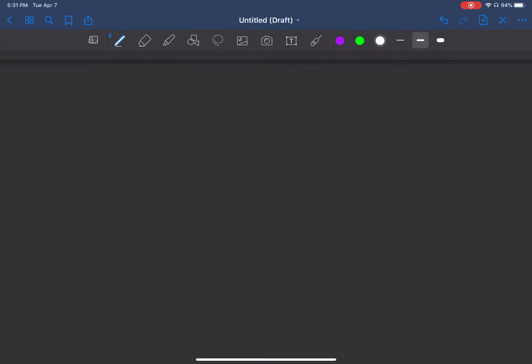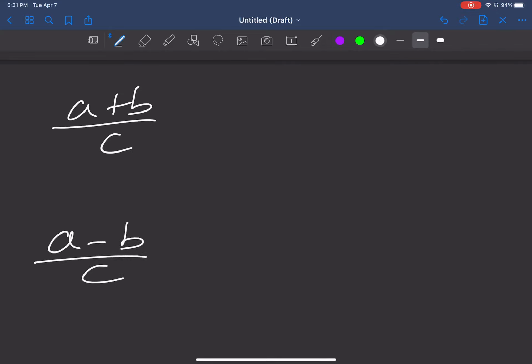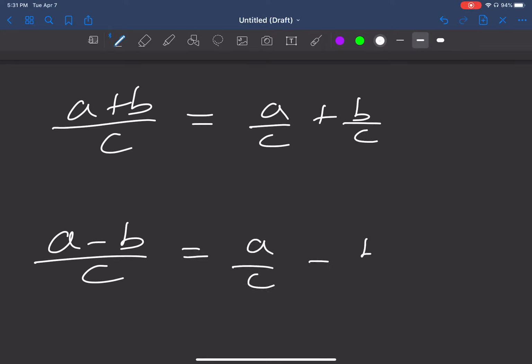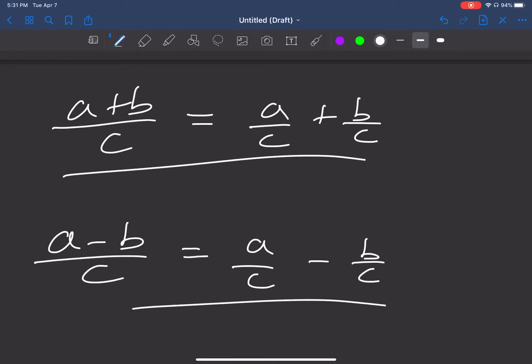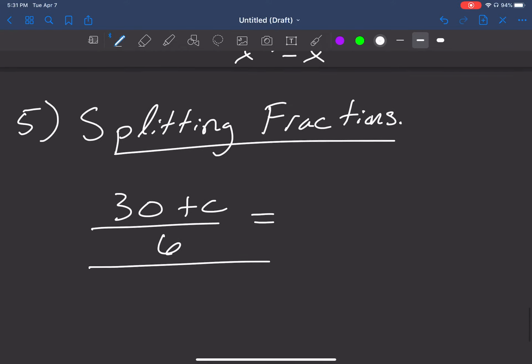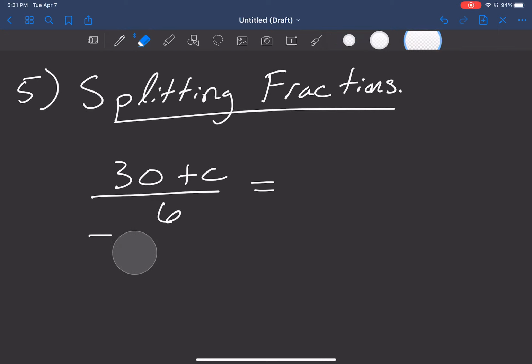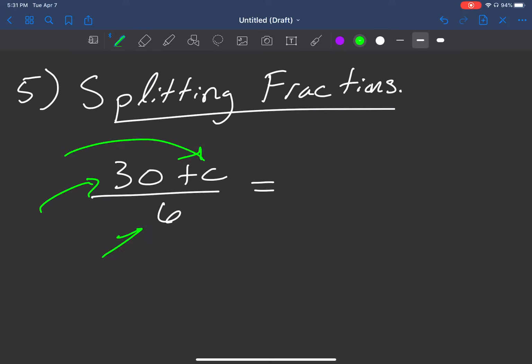What you'll get, like again, it's A plus B over C, or A minus B over C. You'll get A over C plus B over C. Here you'll get A over C minus B over C. So this is okay. We can do this. Okay, so let's look at this, right? What's our A? A can be 30, right? What's our C? This is C. And then what would be our B?